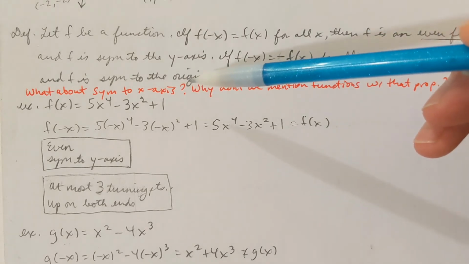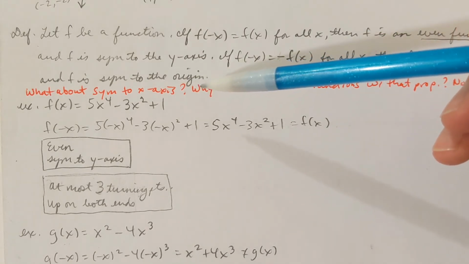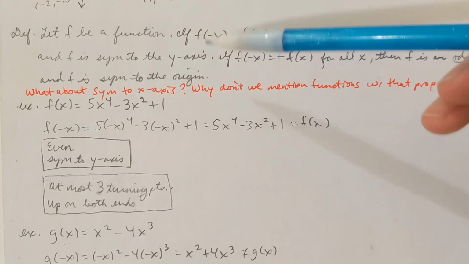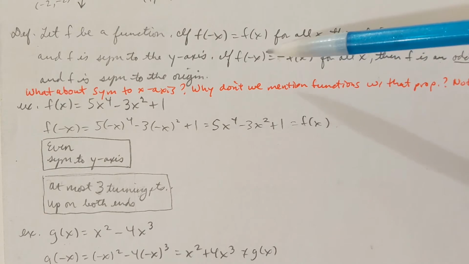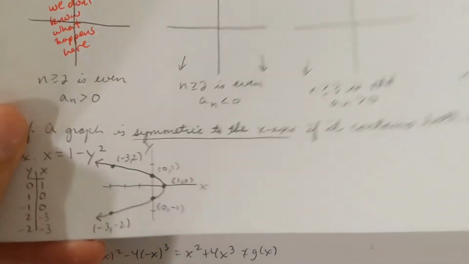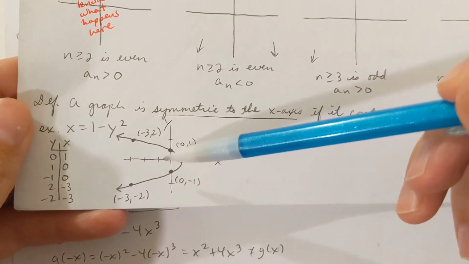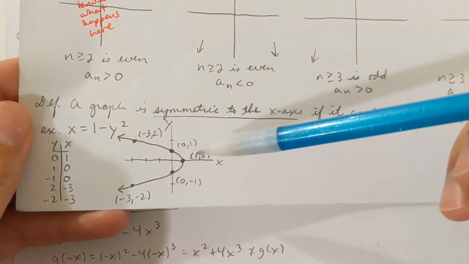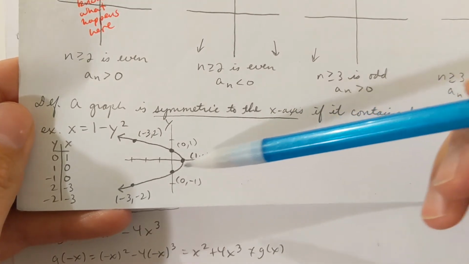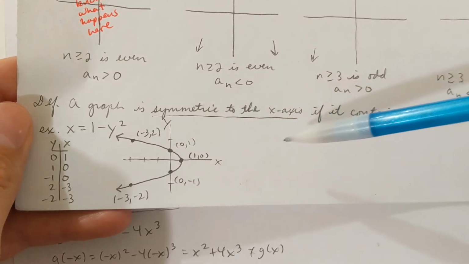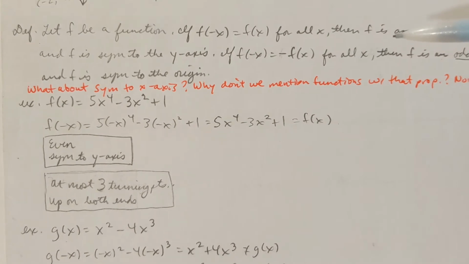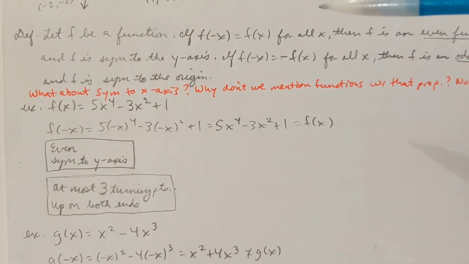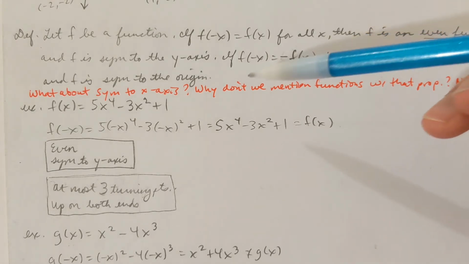Okay, why didn't I say anything about symmetry to the x-axis in this definition? Well, because f is a function. And if you have a function, the graph won't be symmetric to the x-axis. Otherwise, it fails the vertical line test. So I can't use function notation here. So the point is that you're only going to test for symmetry to the y-axis or to the origin.